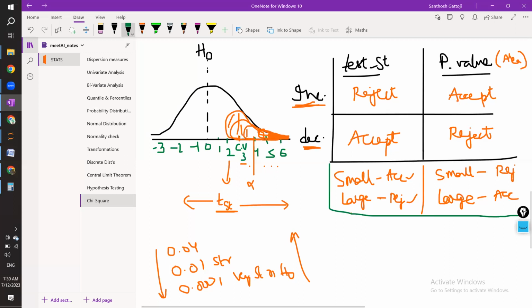You need to understand this, guys. With this one line you will understand. When I say the p-value is becoming large, that means the area is becoming larger and larger. Agree? That means it is coming towards the null hypothesis. That's why you will accept. Clear?